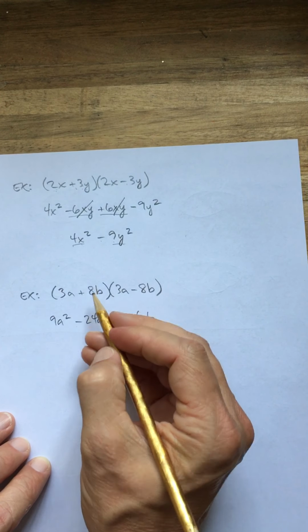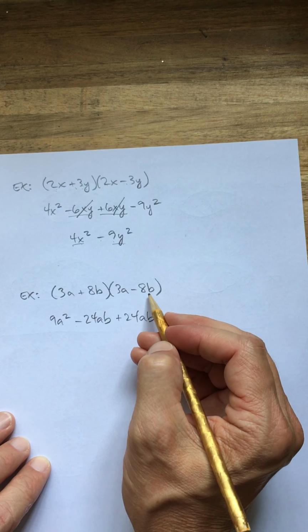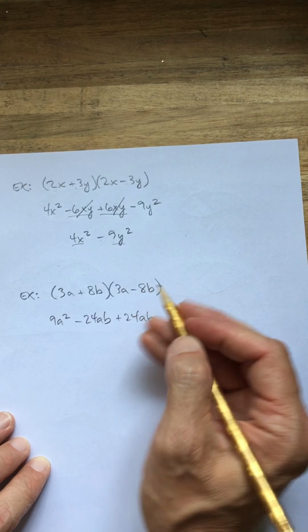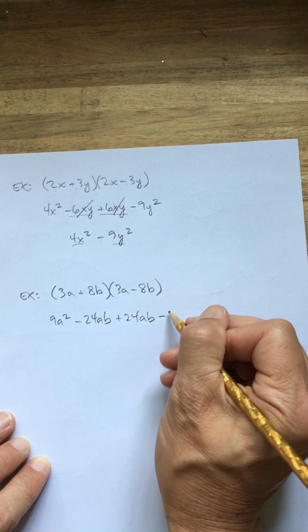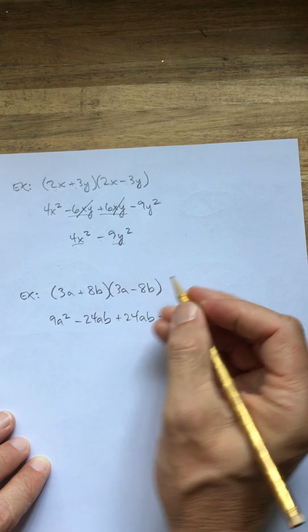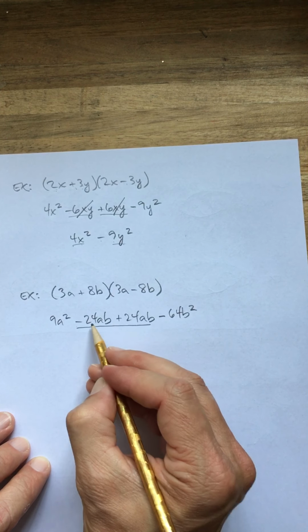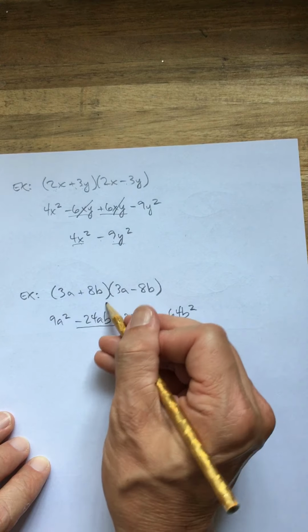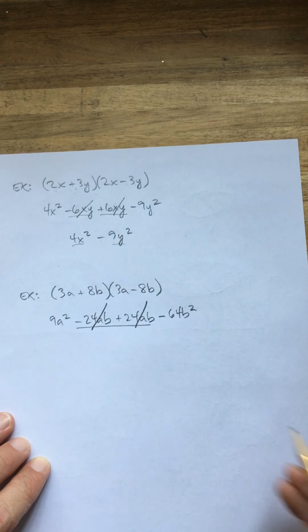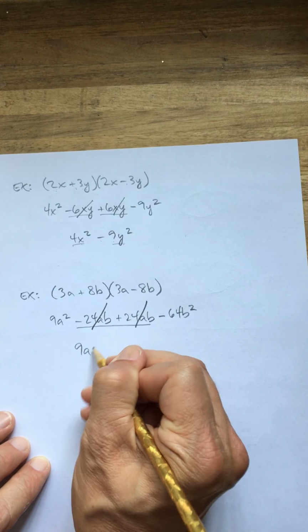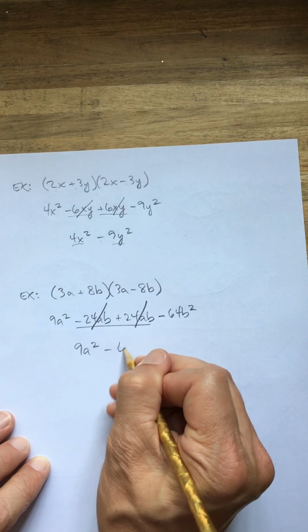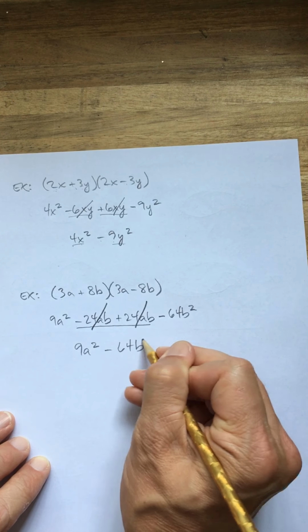24ab. And 8b times negative 8b, well, positive times negative is negative. 8 times 8, 64. B times b, b squared. Okay, the middle terms, take a look. One's negative, one's positive. They cancel every time. And we're left with 9 of the a squareds and subtracting 64 of the b squareds.